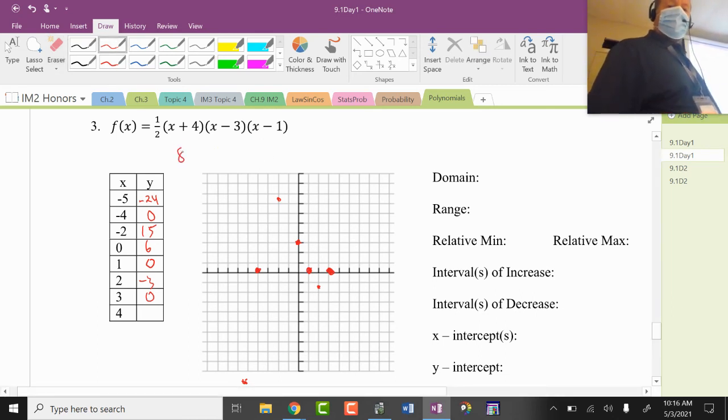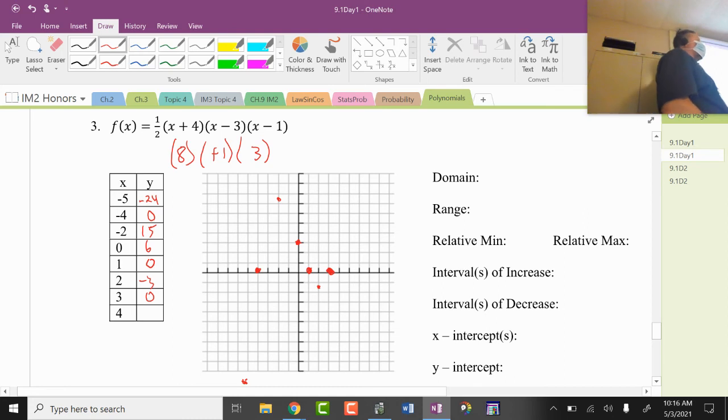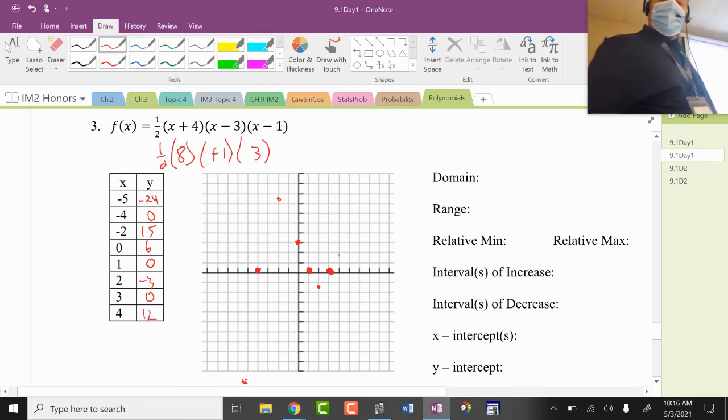4 plus 4 is 8. 4 minus 3 is -1. 4 minus 1 is 3. Did I do that right? 4 minus 3 is +1. What am I doing? 4 minus 3 is 1. All right, and then half of that, so not too large. It's 12 because 3 times 8 is 24. 2, 4, 6, 8, 10, 12.